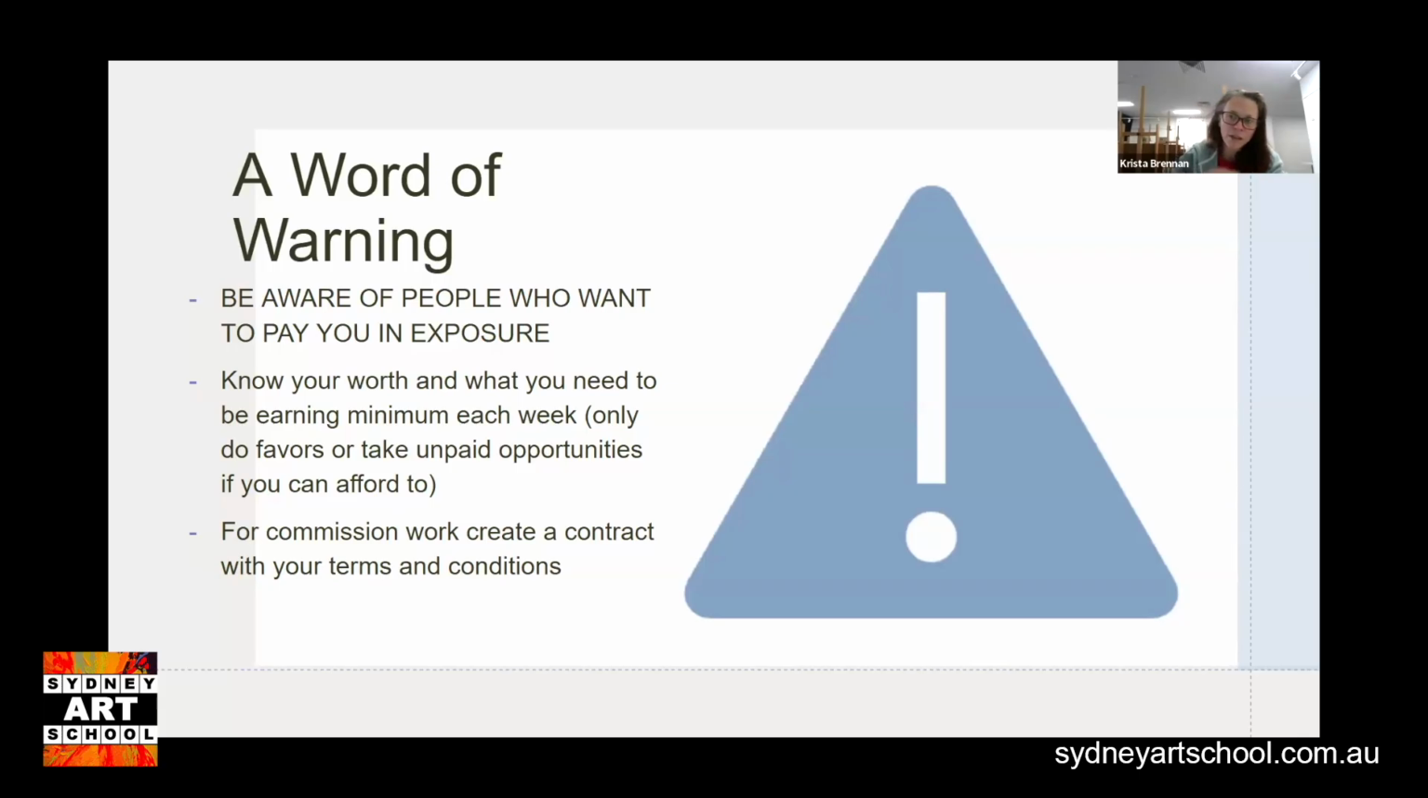So I had a friend who was a photographer, and what she would always say is either do it for free because you believe in it or get paid what it's worth. And that's it. Those are the two options.